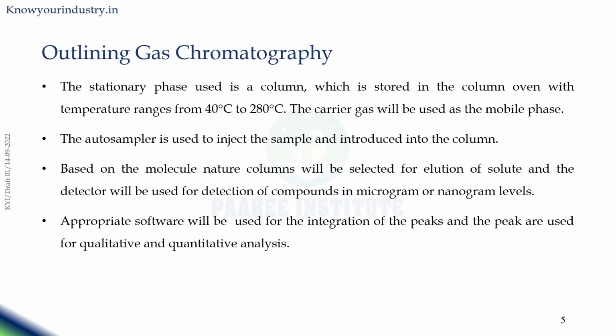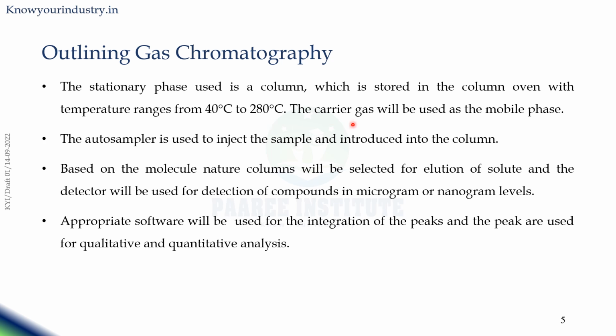One more point we need to consider is that the stationary phase, that is the column used in gas chromatography, is always stored in a column oven where the temperature ranges from 40 to 280 degrees centigrade. Since it is kept inside the column oven, the volatile nature of the compound is maintained when it is transported through the column.